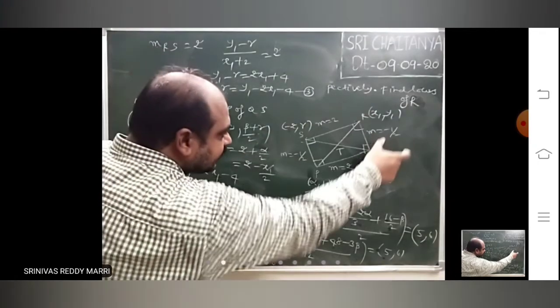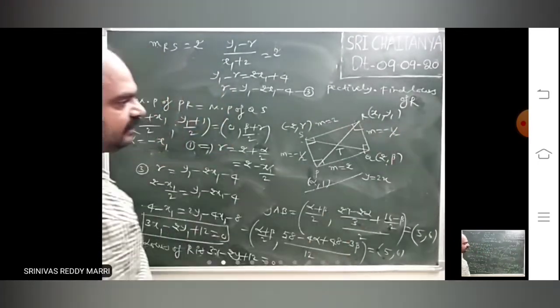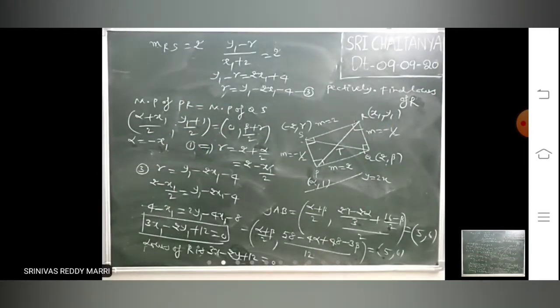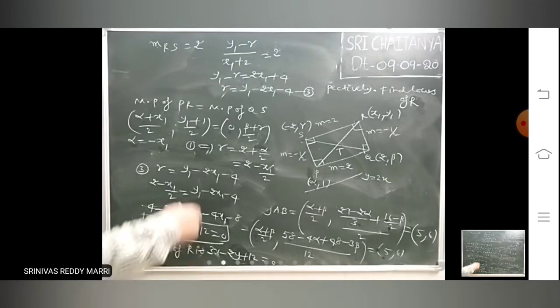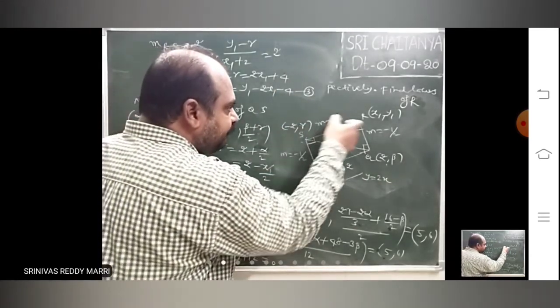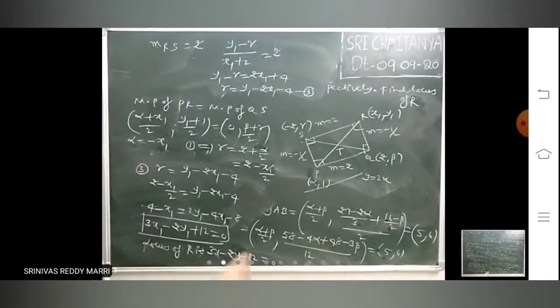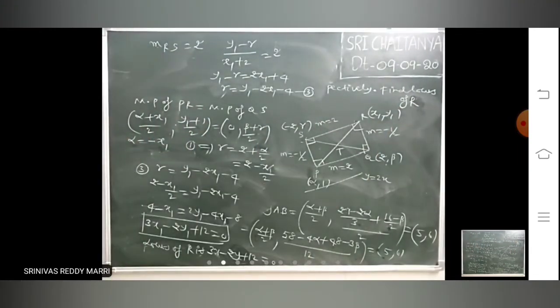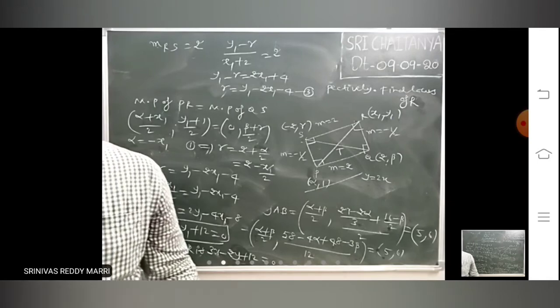Like that, using the conditions, you eliminate all other variables and find an equation in x1 and y1. Write all the conditions: this slope you know, this slope you know, midpoints are equal. By using the conditions, eliminate all other variables and form an equation in x1 and y1. That is the locus.